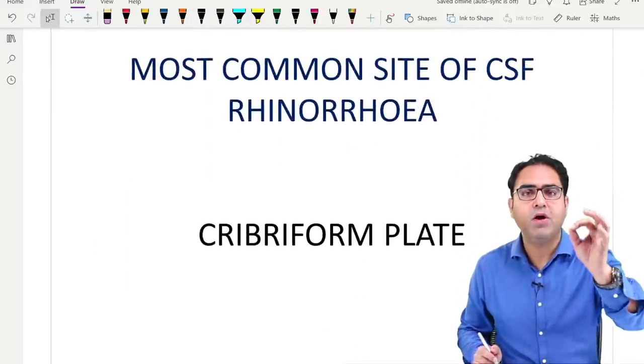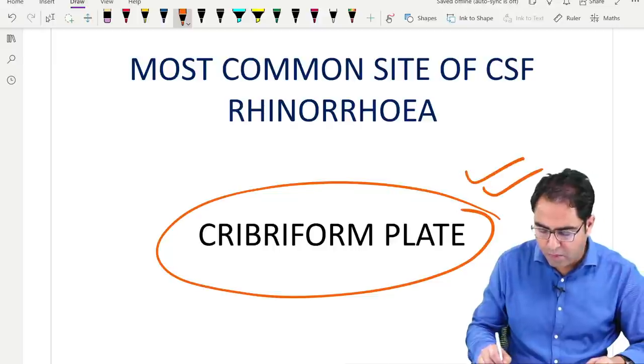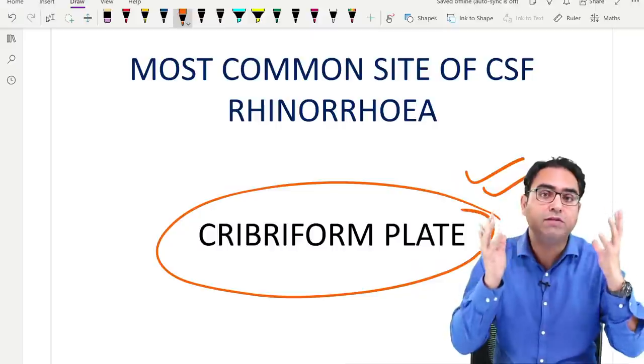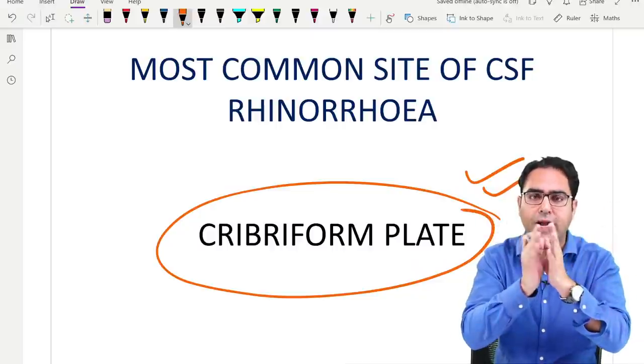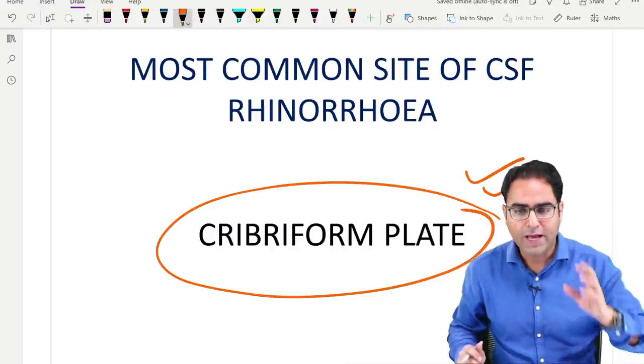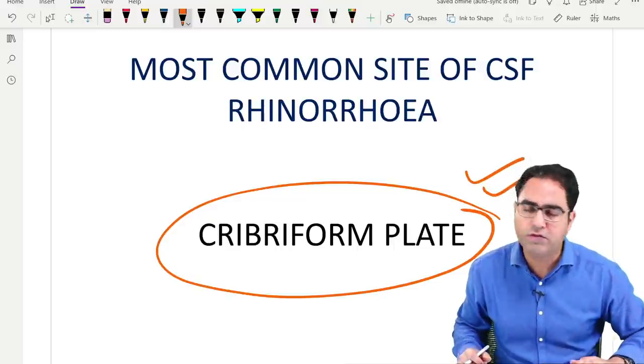Most common site of CSF rhinorrhea: if this question comes, please mark the answer as cribriform plate. Overall, the most common site is the cribriform plate. You just saw that. It's a part of which bone? Speak up with me. Write down in the chat box. Which bone? Ethmoid bone. Ethmoid bone. Very good, Saurav. Type 2 and type 3. Type 1 Le Fort is not linked with CSF rhinorrhea.